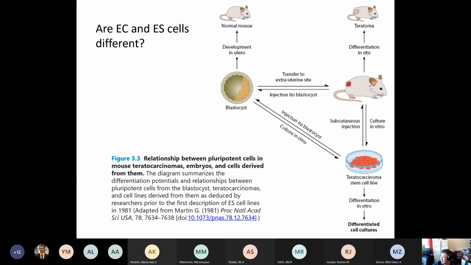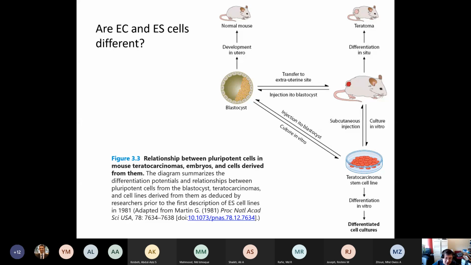It's an improved illustration. The original was black and white, and now it's put more art in there. So I will leave this to the discussion on Friday, but I just want to say something. Do you think the embryonic stem cells and the embryonal carcinoma cells are very different?